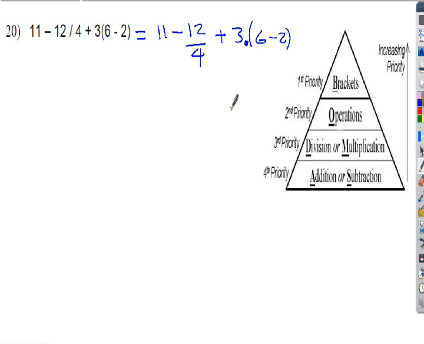We will assume multiplication. So on the next line, you have 11 minus 12 divided by 4 is 3, and we're adding to that 3 multiplied by, and 6 take away 2 in the bracket is 4, so it's 3 multiplied by 4. So on the next line we'll get 11 subtract 3, that'll give us 8, add to that 12, so final answer 20.